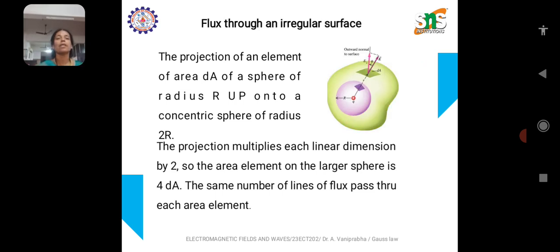Flux through an irregular surface. So how to determine the flux through an irregular surface? The projection of an element of area dA of a sphere of radius r onto a concentric sphere of radius 2r. The projection of the area element dA onto the spherical surface is dA cos phi. If the surface is irregular, we have to identify a suitable Gaussian surface based on the nature of the charge.